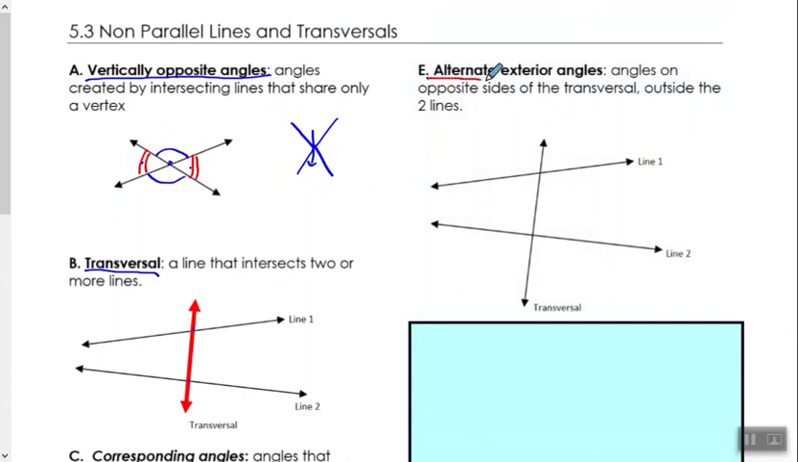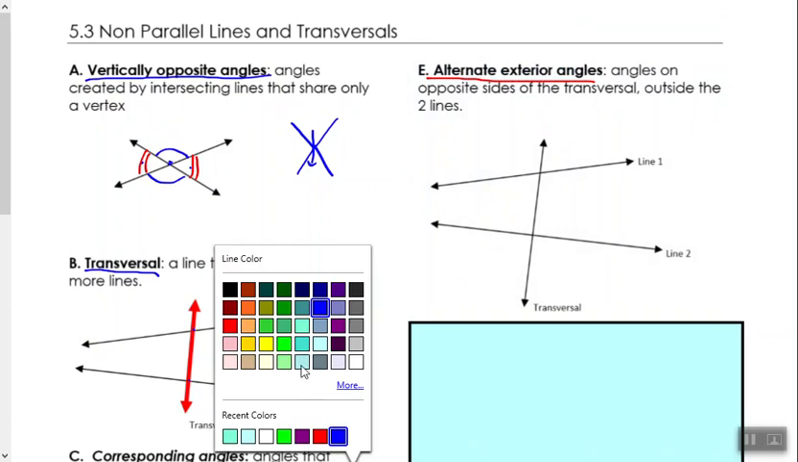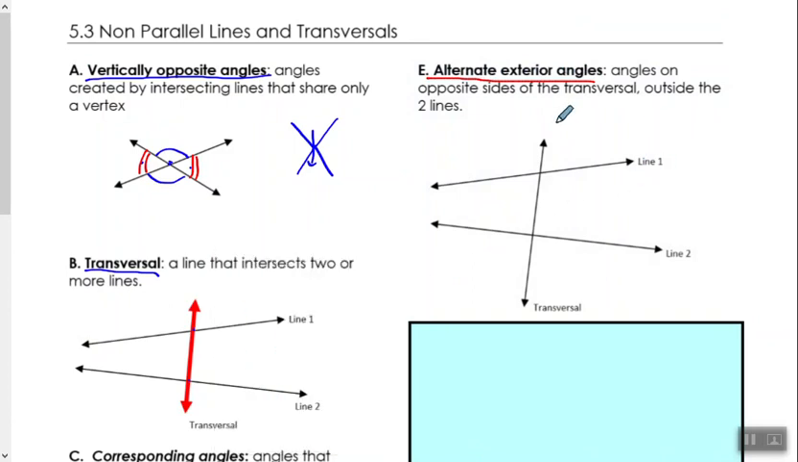So alternate exterior angles. Going to be very similar to alternate interior, except we are looking at the exterior angles now. But same thing, we're looking for angles on opposite sides of the transversal. So those are my exterior angles, so on the outside of my lines.